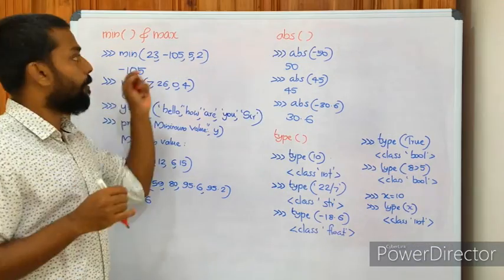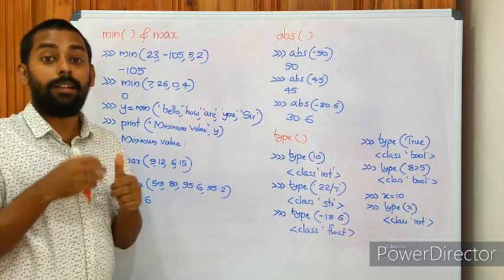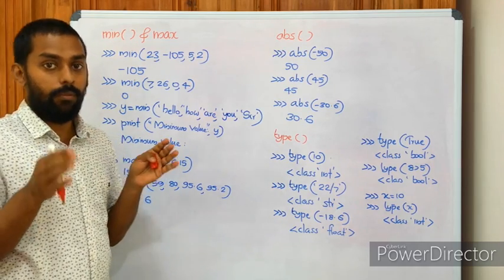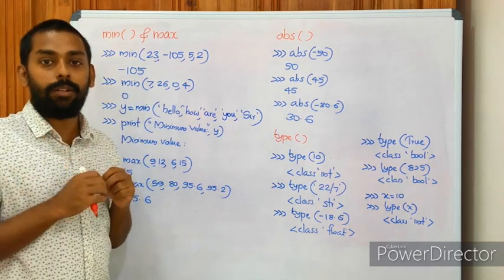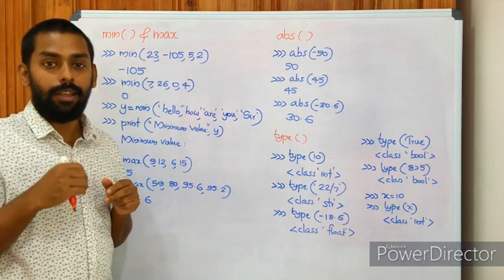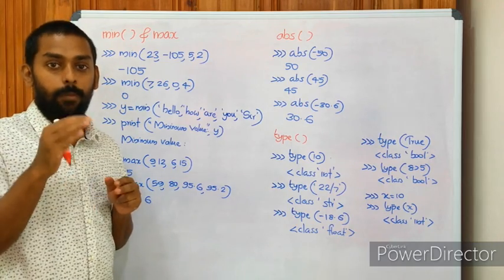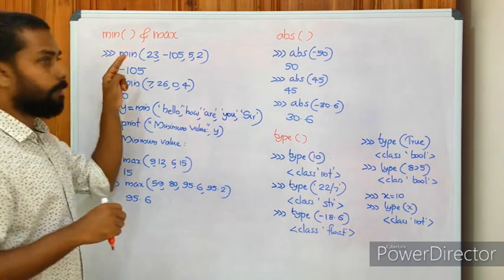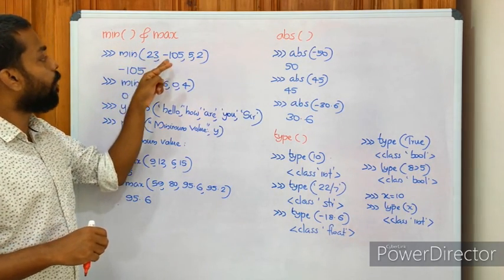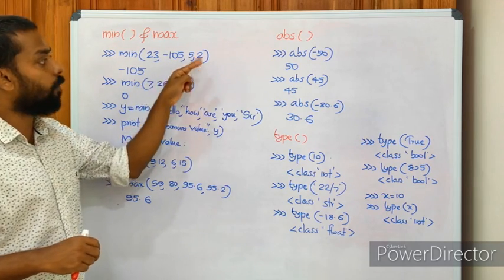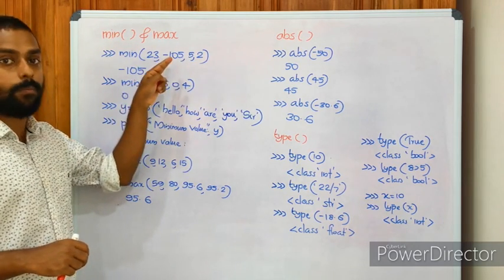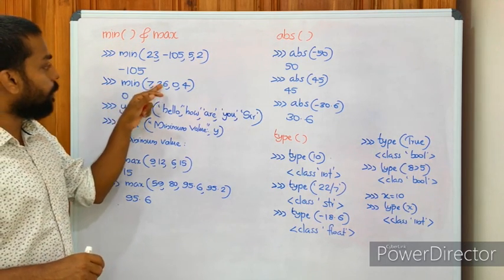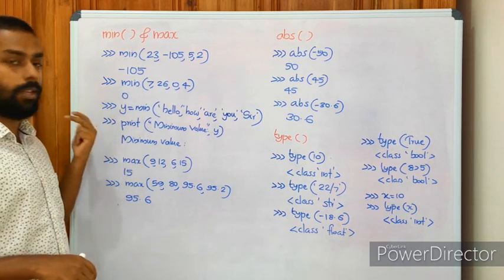Next we have the min and max functions. We know min and max return the minimum and maximum, the smallest and largest among a set of values. We can look at min first. The min function takes two or more arguments and returns the smallest among a set of values. Okay, here we have some examples, some statements. Min of 23, 1, minus 105, 5, 2. We know the minimum, the smallest one, is minus 105. And for the second statement, min of 7, 2, 6, 0, 4. The minimum is 0, of course.